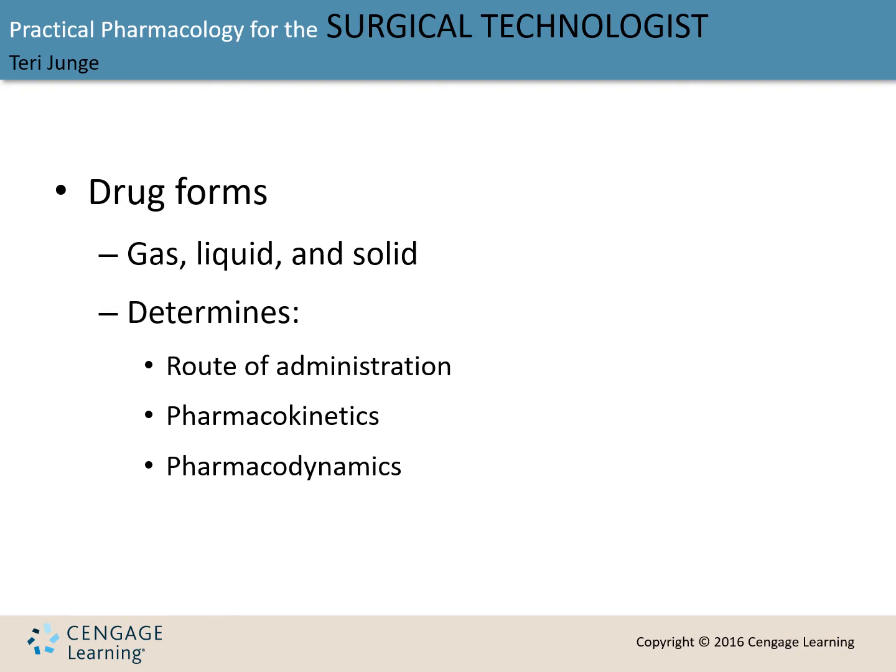So when we're talking about 3 different types of drug forms in gas, liquid, or solid, the form of the drug is going to determine a few things. The first thing that it's going to determine is the route of administration. So how do we give it? Do we give it orally? Is it an injection? Is it inhaled? Is it topical? All of those could be considered routes of administration.